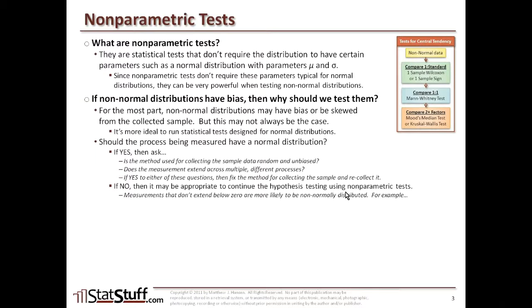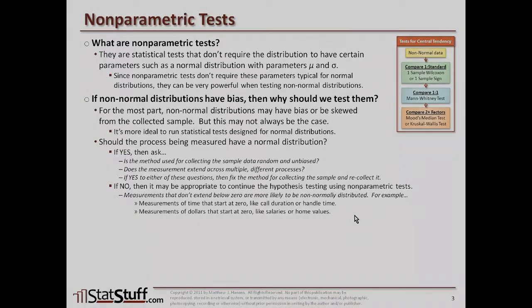So some measurements that don't extend below zero are more likely to be non-normally distributed. As an example, if we have measurements of time that start at zero, like a call duration in the call center or handle time that we're measuring, that doesn't go below zero, so the chances for that being non-normally distributed are much more likely. As well as measurements of dollars, where they start at zero, such as salaries or home values, where you can't really necessarily have it negative, well then those are more likely to be non-normally distributed.